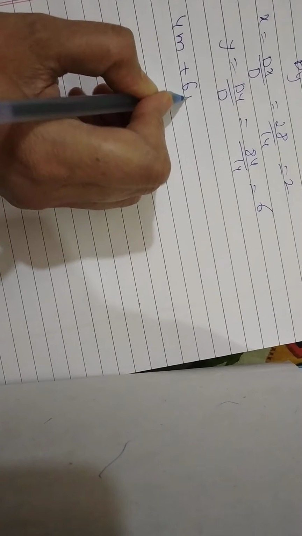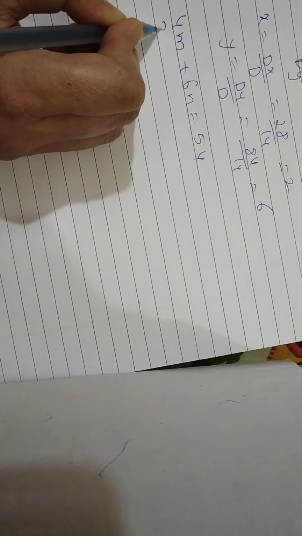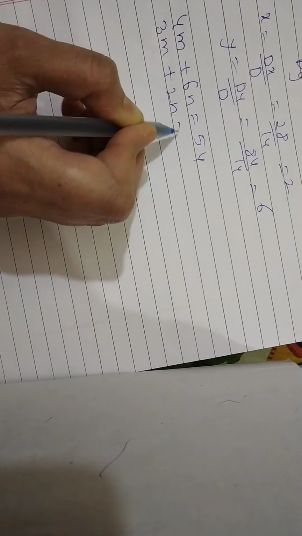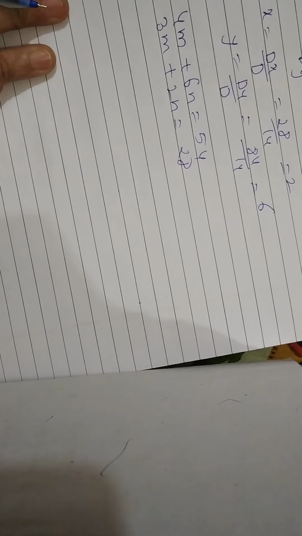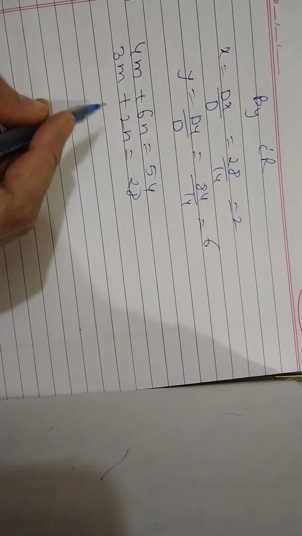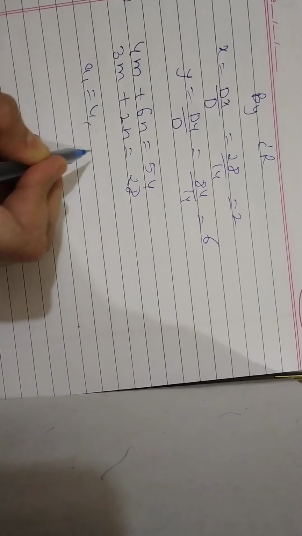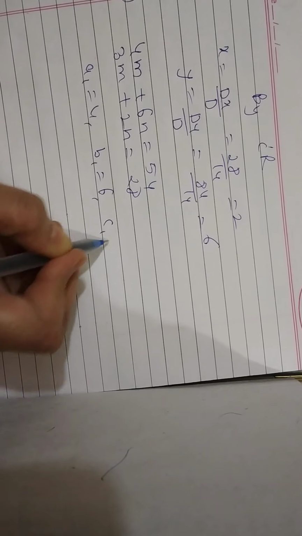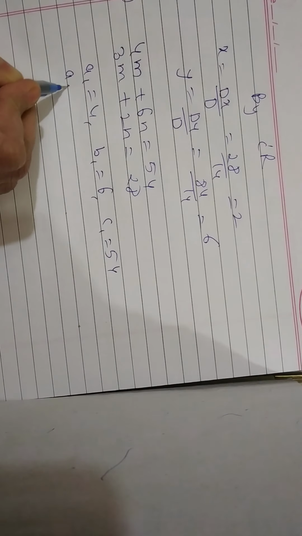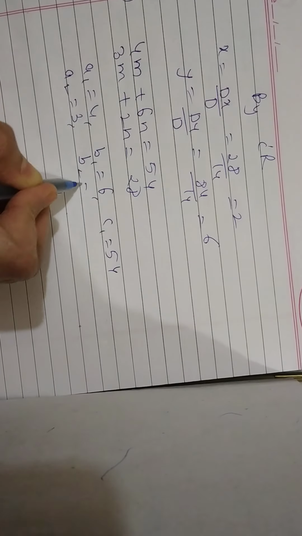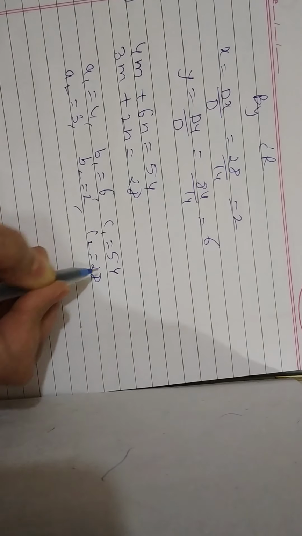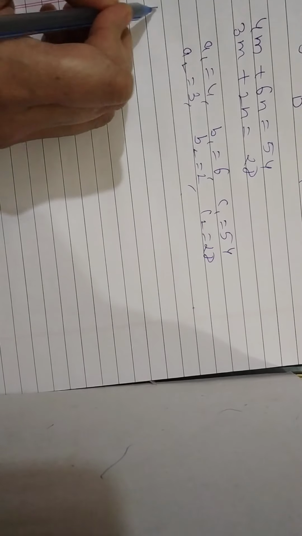4m plus 6n is equal to 54. 3m plus 2n is equal to 28. We'll see this problem now. Again A1 4, B1 6, C1 54, A2 3, B2 2, C2 28. Same. First we'll find D.